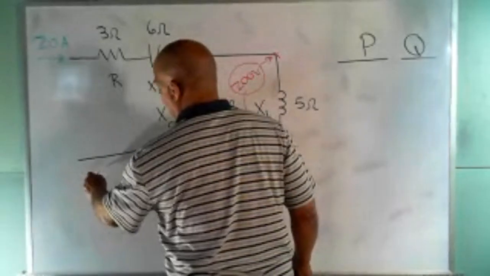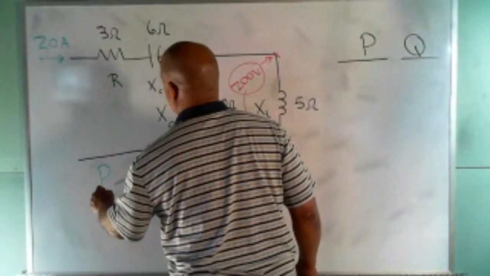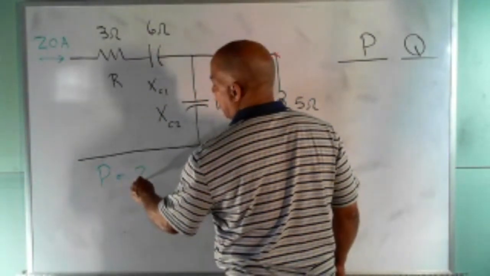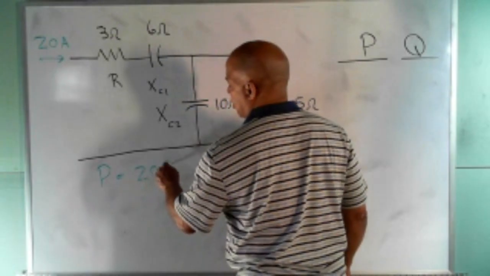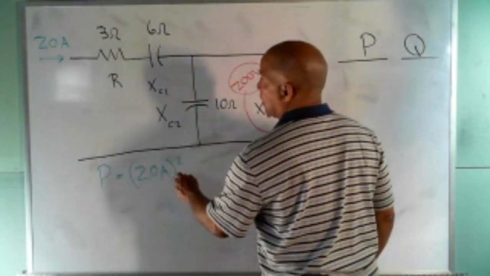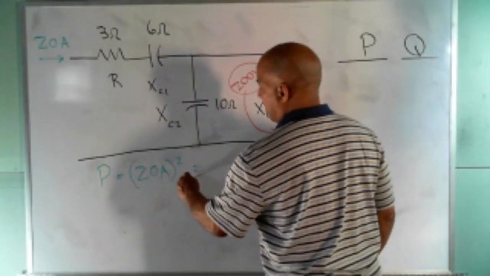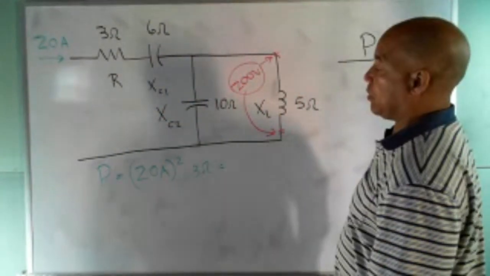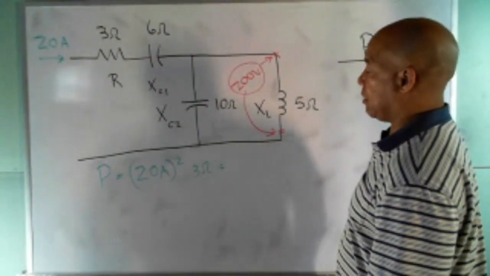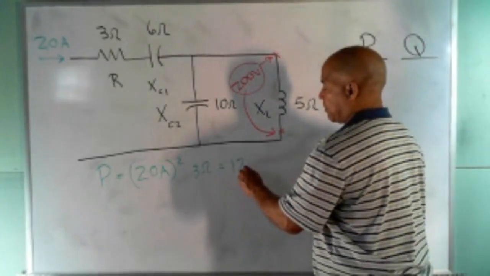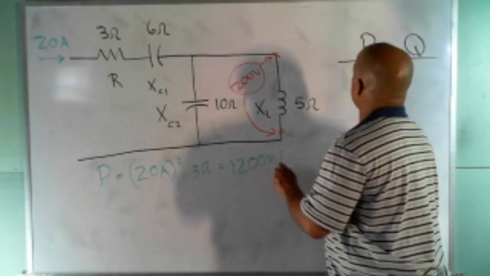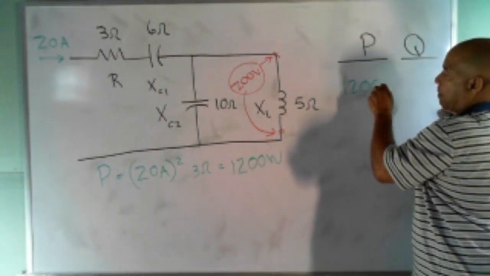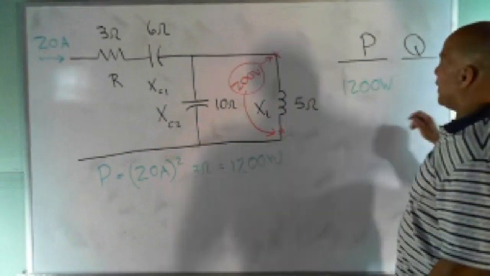We can get PR for the resistor. There's only one resistor, so I'll just call it P. And that's just I squared R. So it's 20 amps squared times 3 ohms. And 20 times 20 is what? 400. So is it 1200 watts? I think it's 1200 watts. So over here, I'm going to put 1200 watts. And that's the only power I have.